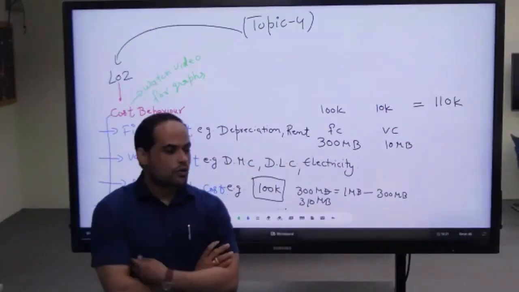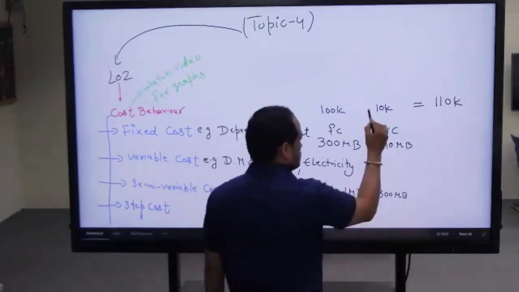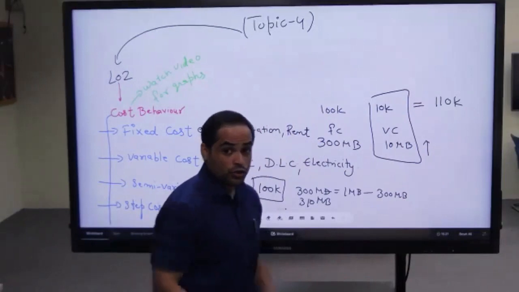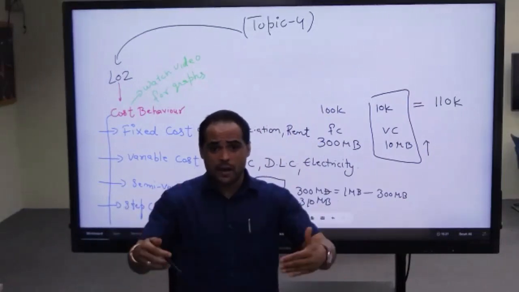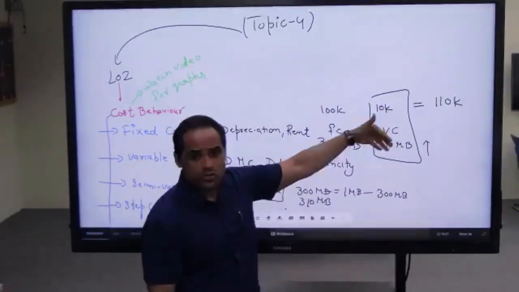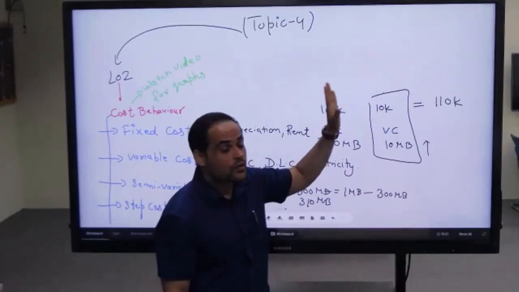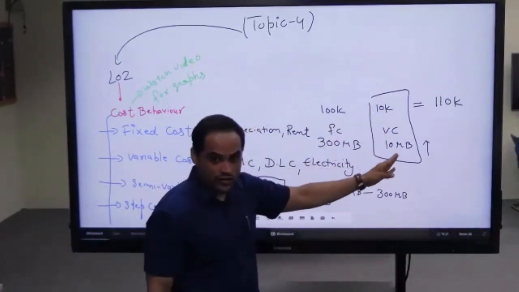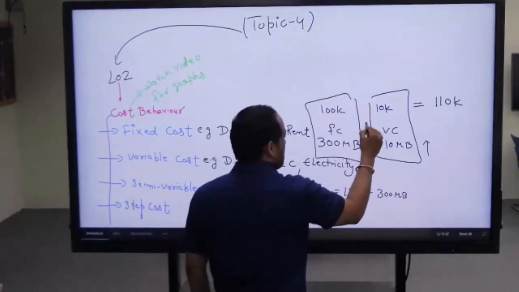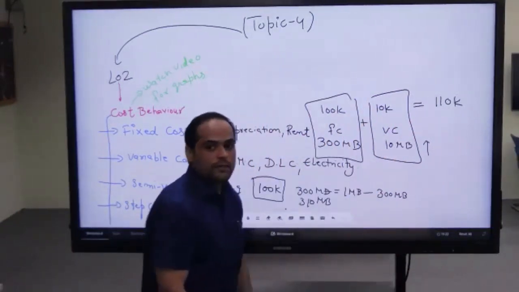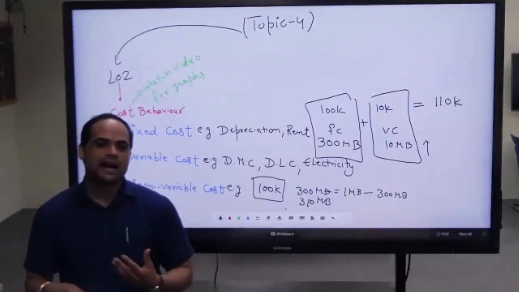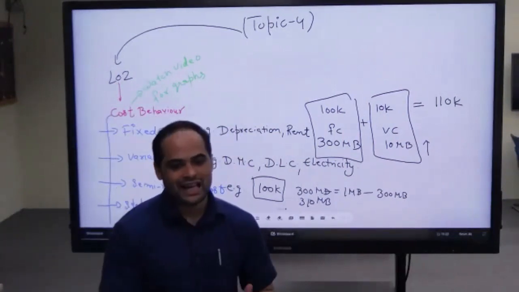So if your usage increases, you use more, 10 MB, 20 MB, 30 MB, your cost will increase, 10,000, 20,000, 30,000, and so on. So this is your variable cost. This is your fixed cost. Fixed plus variable is your semi-variable cost. So that's the idea behind the semi-variable cost. It's a combination of fixed and variable.